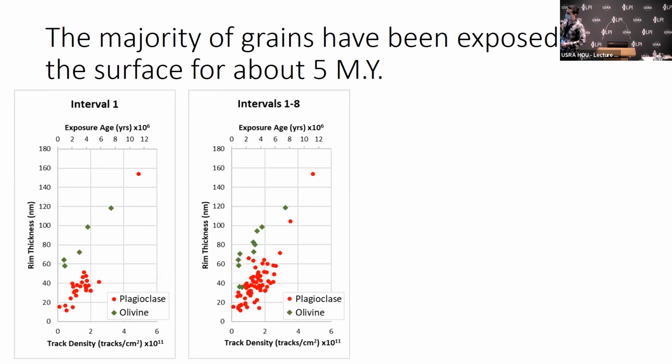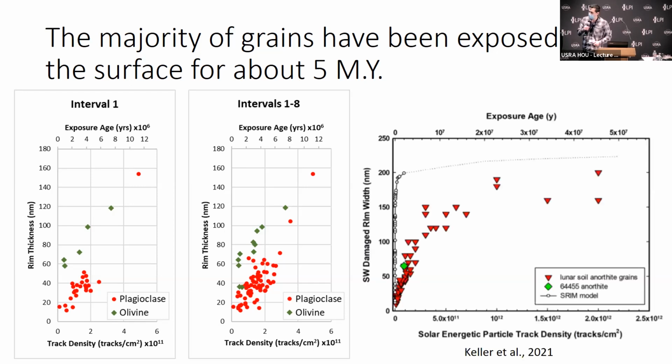So far, we've looked at about 30 grains for interval 1 and anywhere from 5 to 15 grains in intervals 2 through 8. The oldest grain we found was about 11 million years, and that was found in interval 1. And then the second oldest grain was about 8 million years. That was found in interval 6, so 3 centimeters in depth. The majority of grains we found range between 1 and 5 million years worth of exposure. In relation to the work of Keller et al. 2021, we see a similar upward trend with rim thickness versus exposure age versus track density.